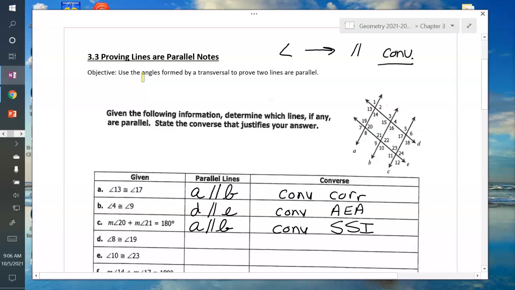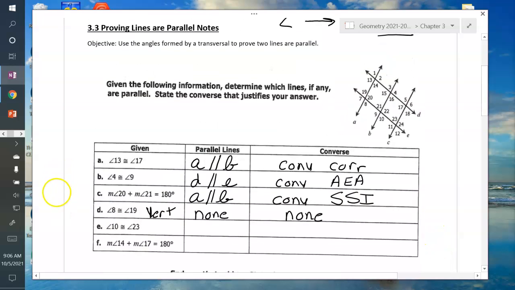Now let's look at angle 8 and 19. Angle 8 is right there. Angle 19 is right there. We know that they're congruent because they're vertical angles. Okay, but that is not enough to prove parallel lines. And this is because they're vertical angles. I'm going to write this over here, vertical. So we can't prove parallel lines with those.